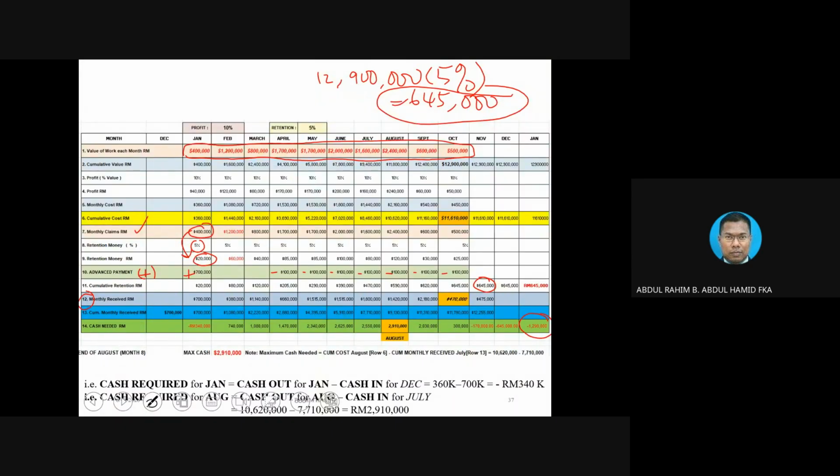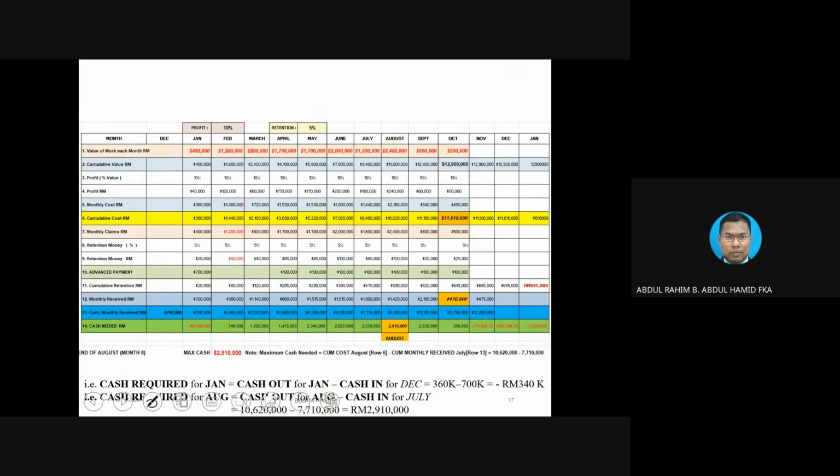Okay, let's go back one by one. 700,000 in January. Where does this money come from? Remember, we do have advance payment, and the advance payment is here. It's going to be in the contractor account at the beginning of the project. Even as early as January or even December, we already assume that the money is there already. So that's why it is here. It will stay here.